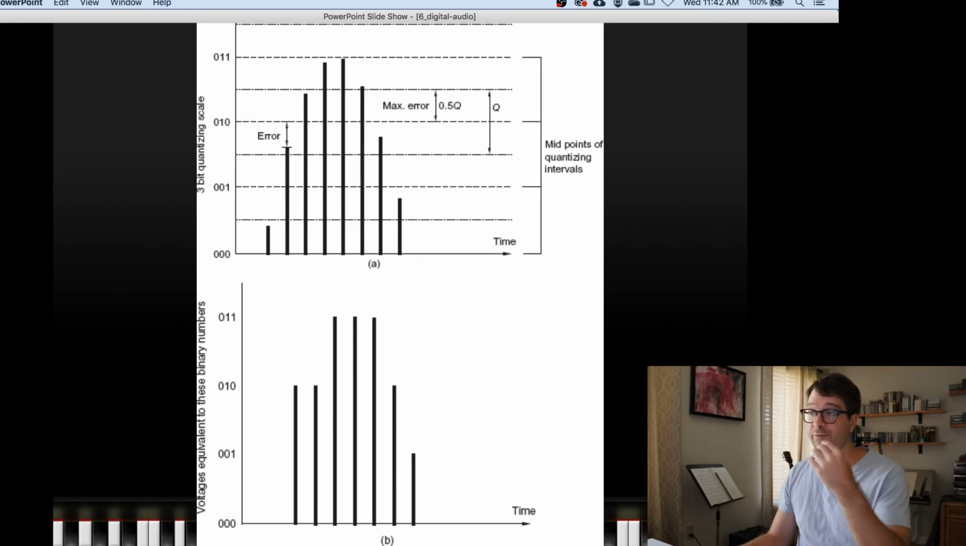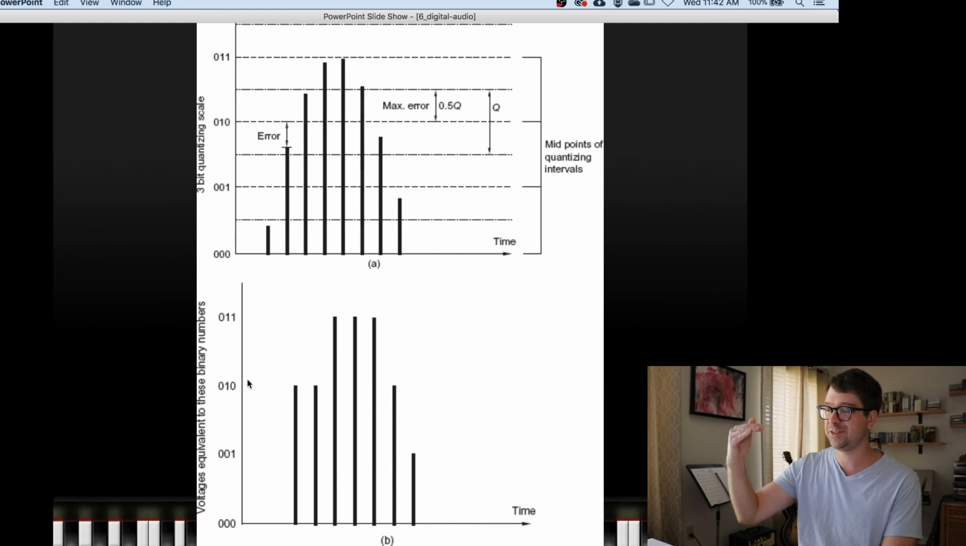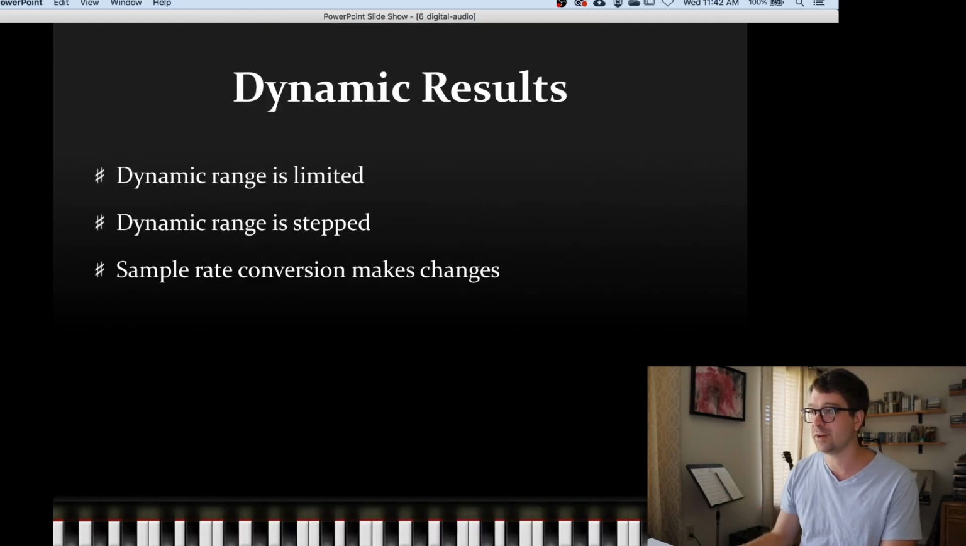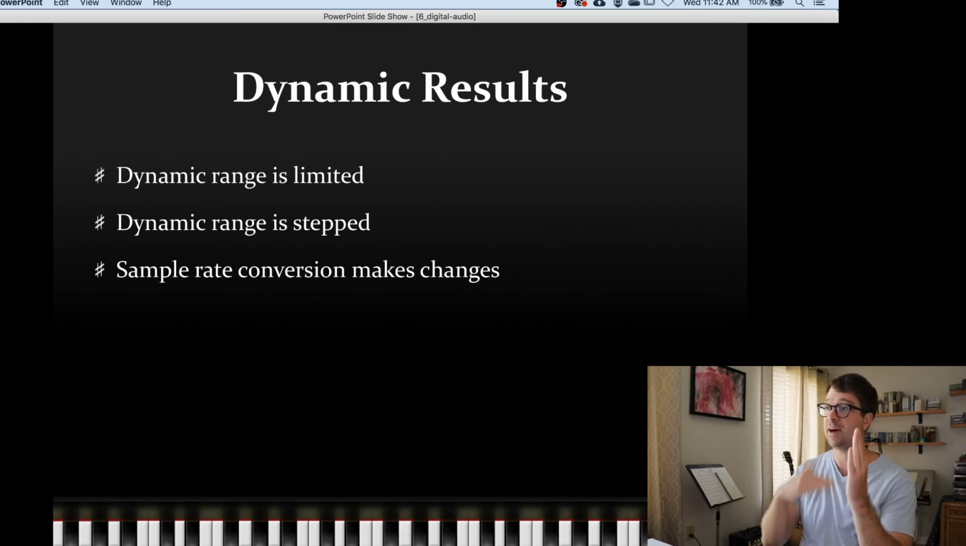Something that can happen if your bitrate isn't high enough is that your measurements will get rounded up or down. If you see right here, this is a little bit above this line, but it'll get rounded up or down depending on how good your bitrate is, and that will cause some issues. Whenever we're talking about any kind of digital audio, the dynamic range is limited by how many steps of measurement you have. Even if you have 500 million steps of measurement, it's still limited, and it's stepped. So it's not continuous like analog audio is.